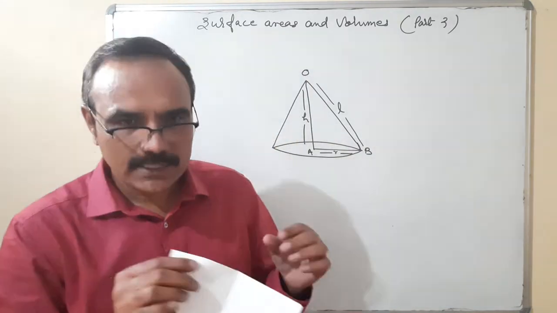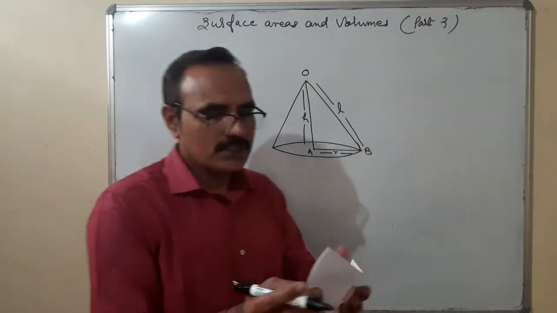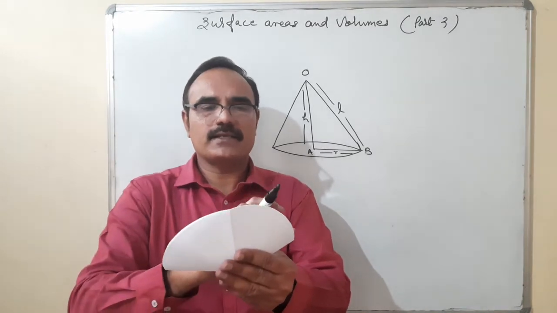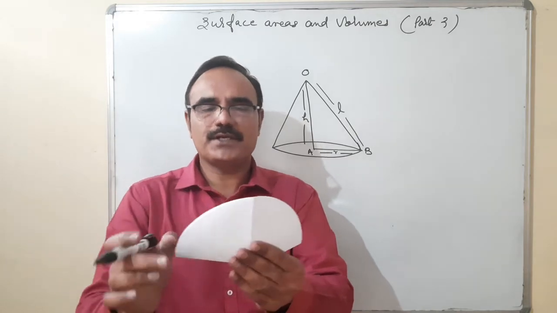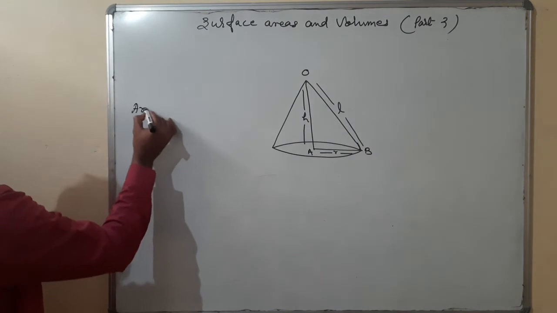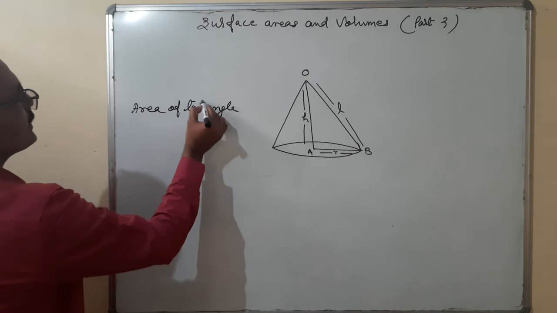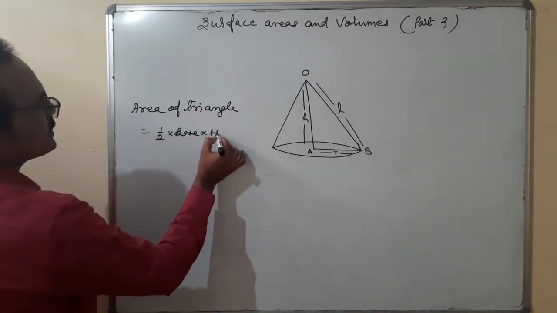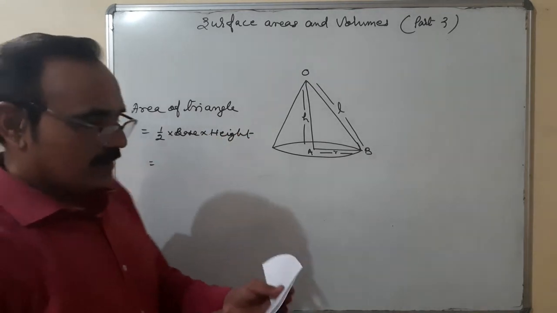For finding the CSA and TSA, actually, this is treated as a triangle. If in place of this circular portion I join it from here to here, it becomes a triangle. And area of triangle is equal to 1 upon 2 into base into height. This is the formula, half into base into height. This is a triangle.